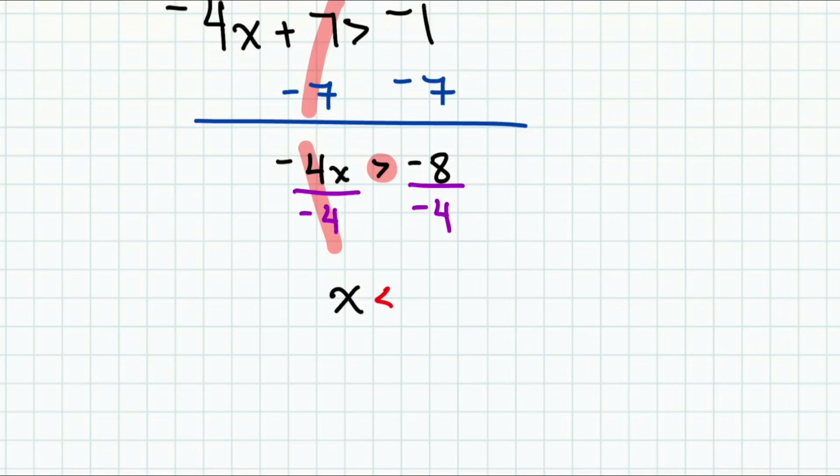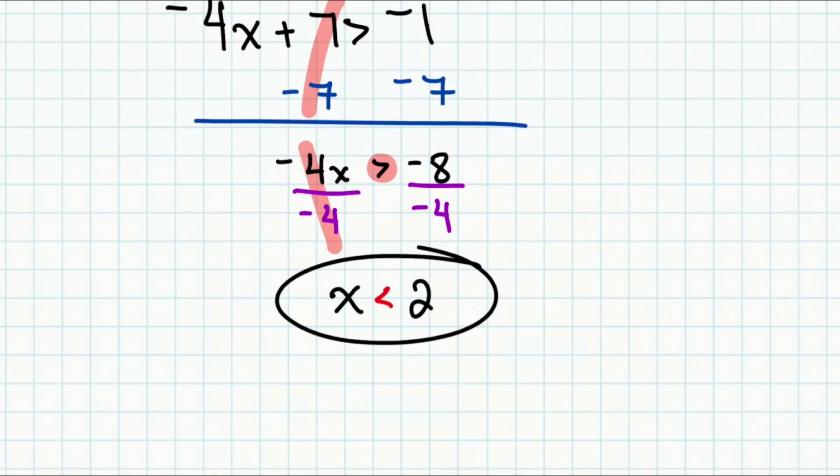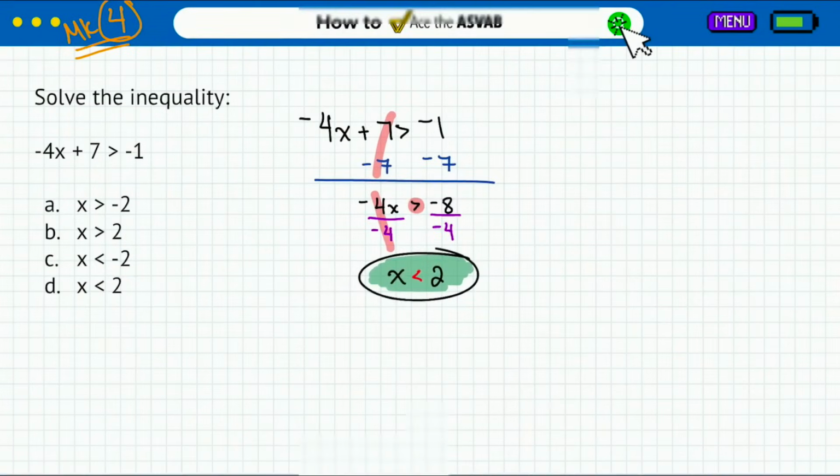So now that we have that going on, we'll take a look at the right side here. Negative divided by a negative, that's going to be a positive. 8 divided by 4, that will be 2. So there's our answer. X is less than 2. Booyah, right here. That's answer choice D, my math party people.